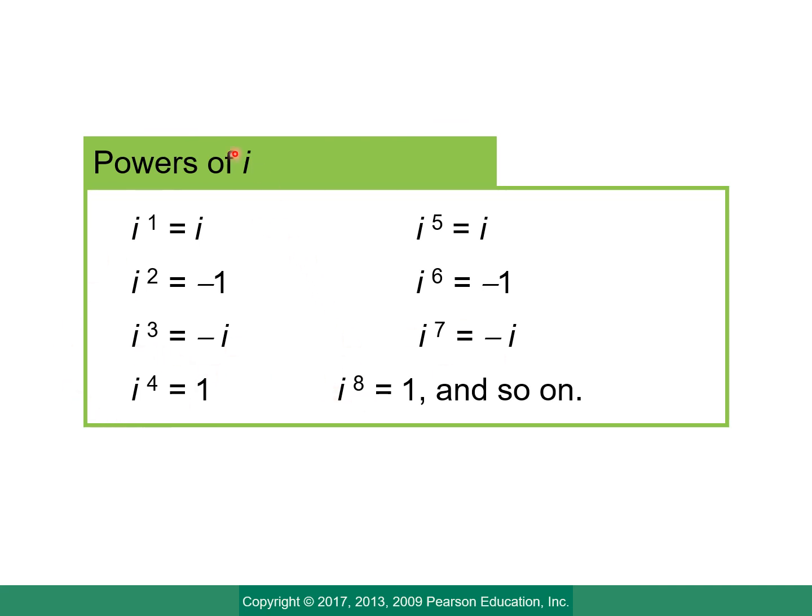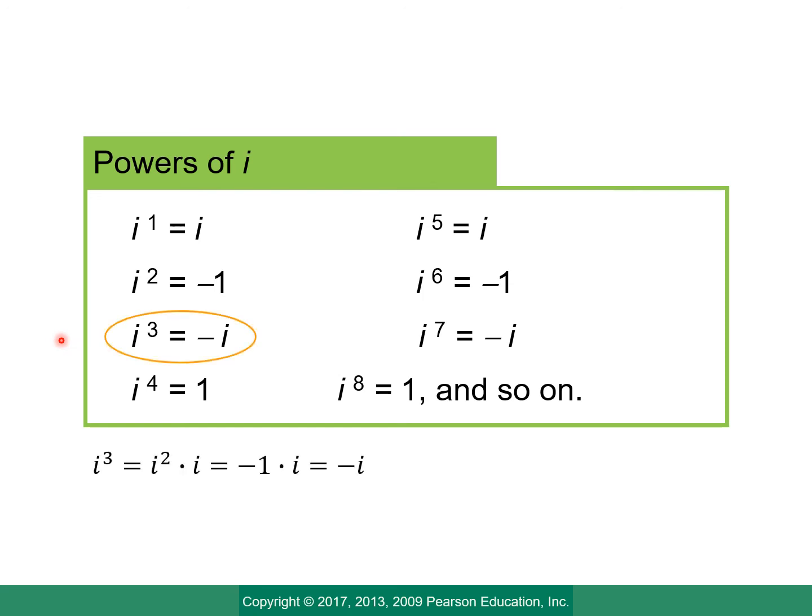This pattern just repeats. i to the ninth would be the same as i to the first. i to the 10th would be the same as i squared. And so on and so on and so on. So every single power of i that you will ever come across is one of these four answers: i, negative 1, negative i, or 1. So your answers are either plus and minus 1 or plus and minus i every single time. Now you don't have to know how we got these, but I do just want to show them to you.